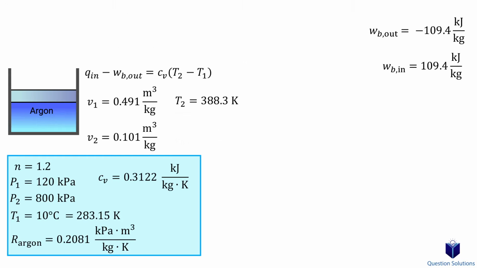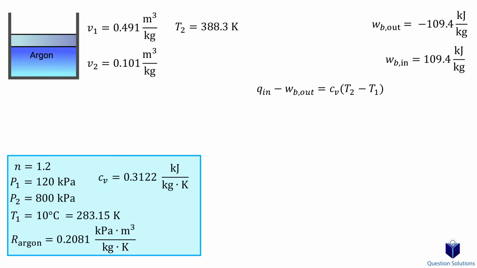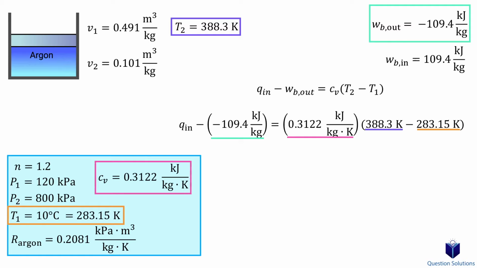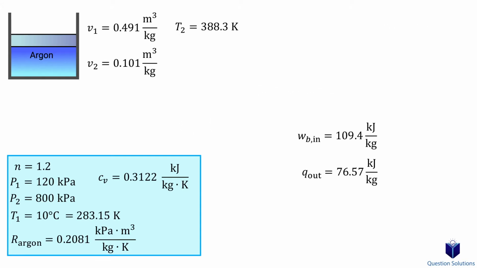To figure out the heat transferred, we go back to our original equation with the energy transfer. Now we can plug in our values. Make sure to plug in the negative value since we wrote our equation assuming work output. Let's solve. We got a negative answer, so that means it's heat output. In other words, heat is transferred out when the gas is compressed. And those are our answers.